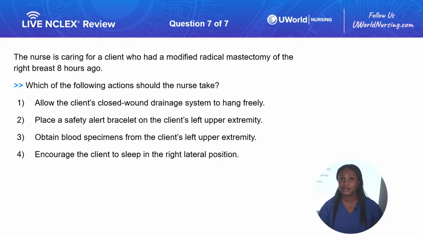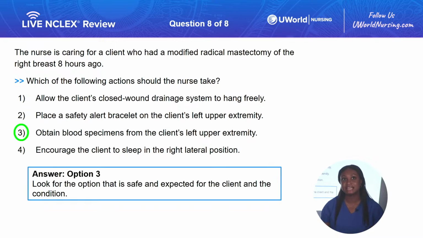We're looking for a correctly worded answer, so that means everything in that answer choice has to be 100% right, 100% of the time. No ifs, ands, or buts about it. A correctly, positively worded answer choice. We have a lot of mixtures of 2s and 3s. But the correct answer for this one is option 3, obtain blood specimen from the client's left upper extremity.